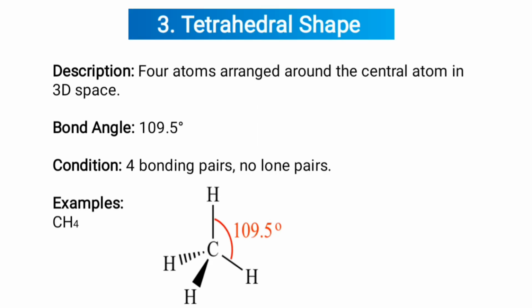Now the third one is tetrahedral shape. Description: four atoms arranged around the central atom in 3D space. Bond angle is 109.5 degrees. Condition: four bonding pairs, no lone pairs. Example CH4. In CH4 there are four bonding pairs, no lone pairs, and the bond angle is 109.5 degrees. And the four atoms are arranged around the central atom in 3D space.